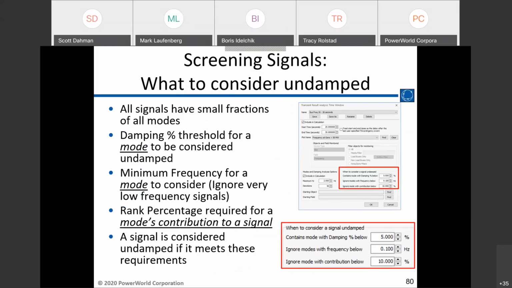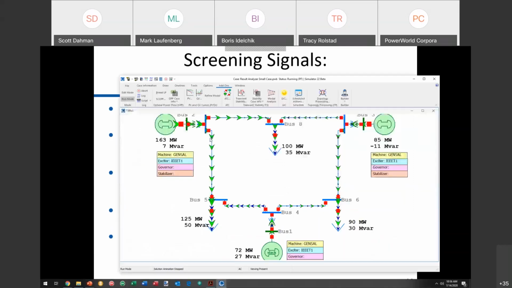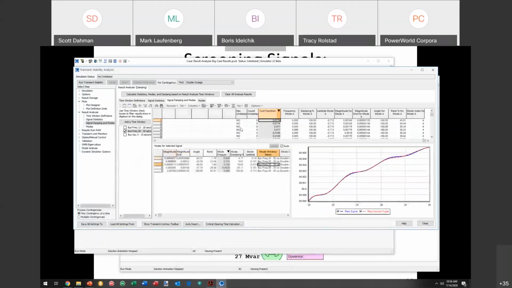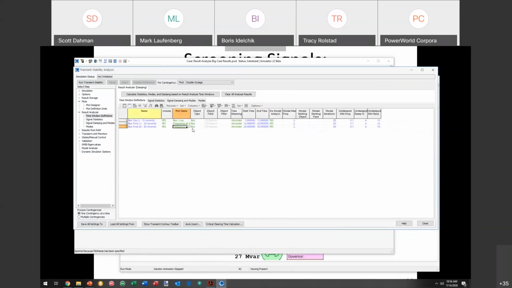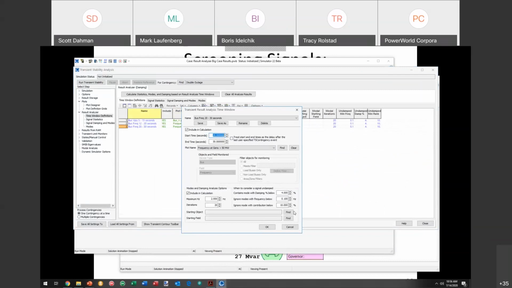All right, so now the question is, I have all this data on these signals. What am I supposed to do with it? What Simulator has done at this point is we just have a screening tool where you say, when should I consider a signal undamped? So you can say anything below 4% damping, but don't include these low frequency modes.